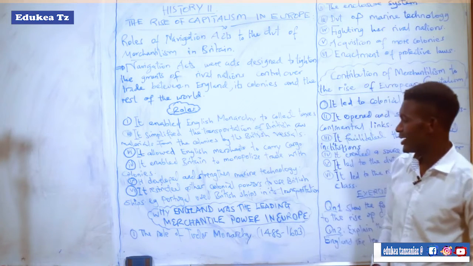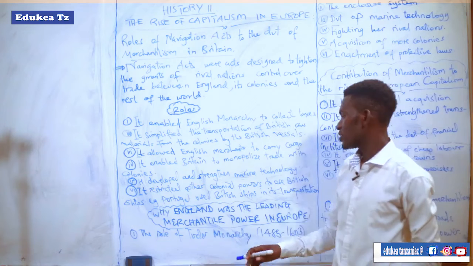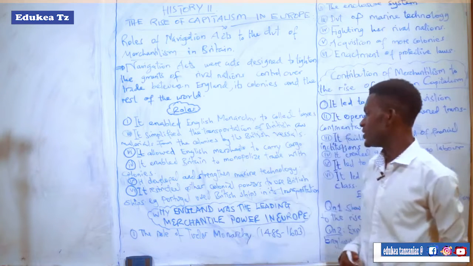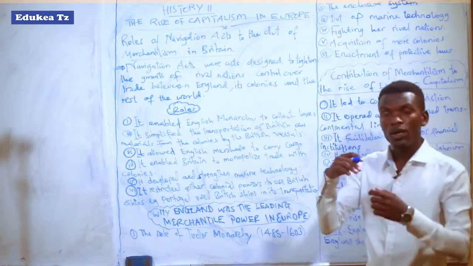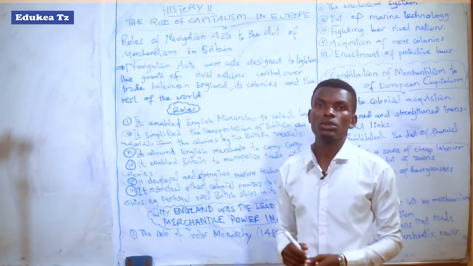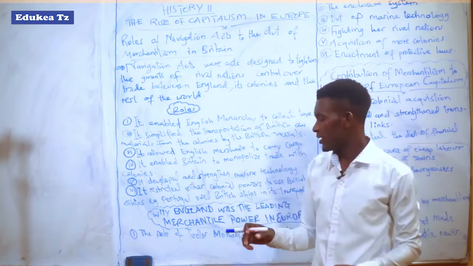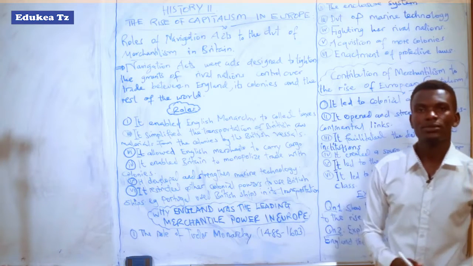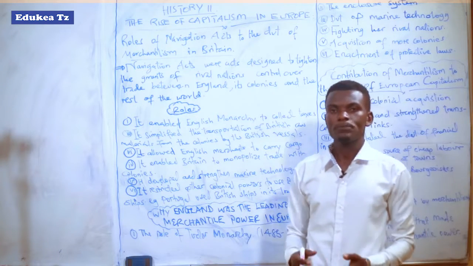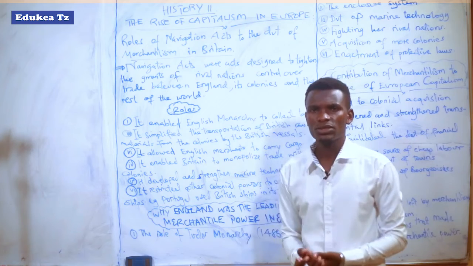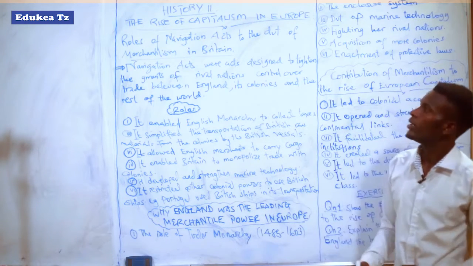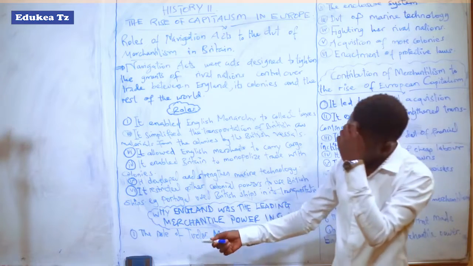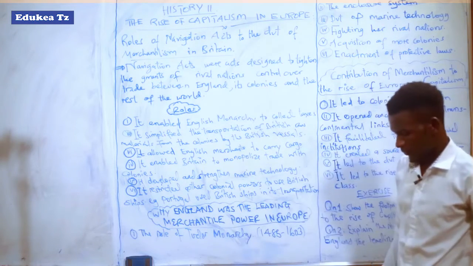So that led England to be the leading mercantile power in Europe, because there was no country which could attack the English merchants, because there was stable security provided by the Tudor monarchy or English government.